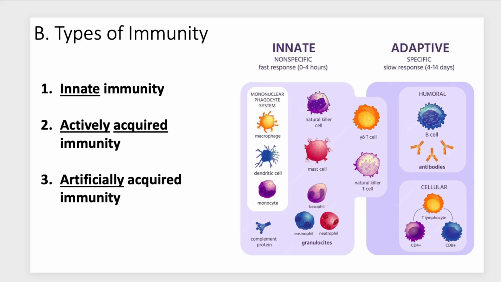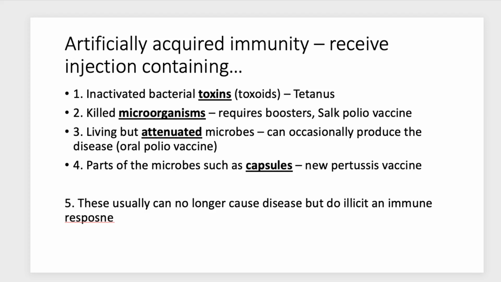So the innate, that's the resistance to those diseases that you're born with. It's non-specific. Actively acquired immunity, that would be that the person's immune system is stimulated by an antigen to produce an immune response. And then artificially acquired immunity would be the person is purposefully injected with an antigen, and then that allows them to build up immunization for it. So it was artificial because you've received that antigen artificially, not naturally.